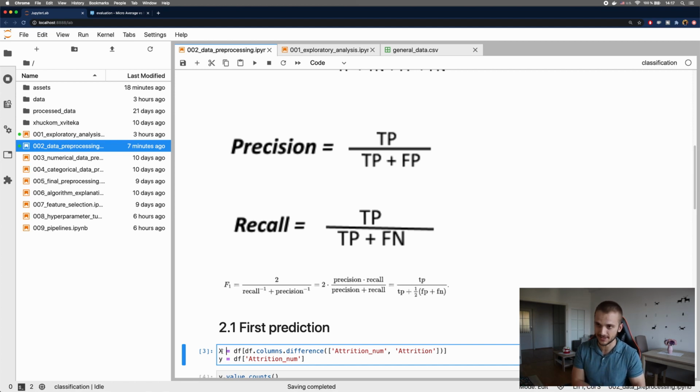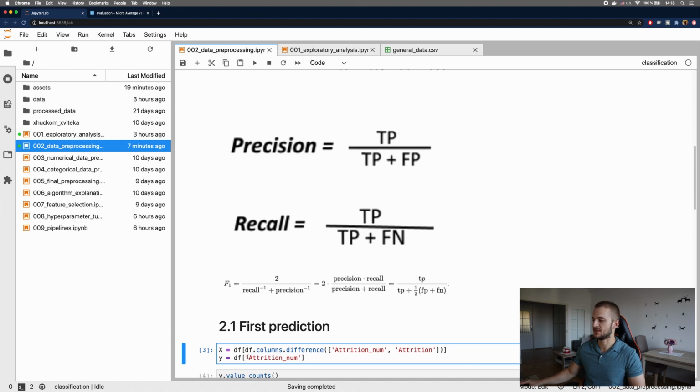I will refer to X with a capital X as a matrix, while I will refer with lowercase letters to a vector. What does it mean? This is a vector, right? And this is a matrix with multiple rows and columns. So here I'm saying I want each column except these two columns, and here I'm saying for the y, I want just this column, right?